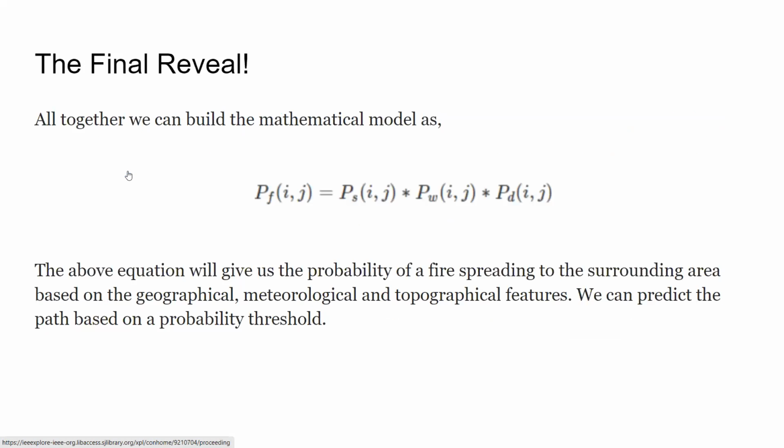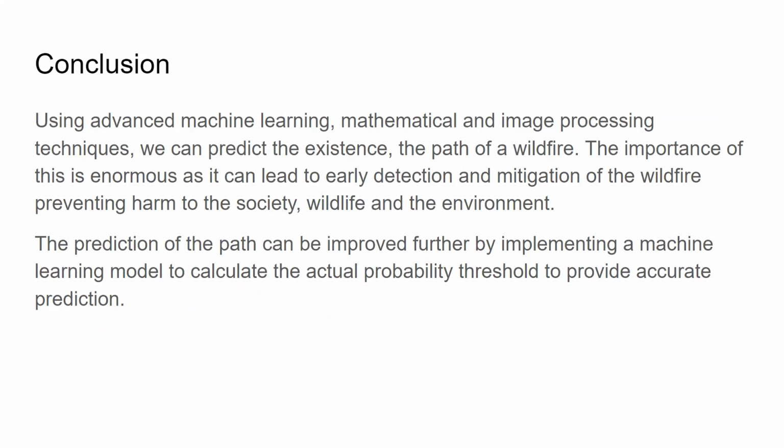Finally, this is our equation for a cell ij. The probability of the spread of fire is an equation consisting of the probability of fire spreading for slope, wind, and vegetation density. Using this model, we'll be able to determine the pattern of how the fire spreads. This is important because one of the aspects of fire suppression is detecting it early, and the next part is damage mitigation. This model will enormously help in mitigating the damage. It can prevent harm to society, wildlife, and our environment.